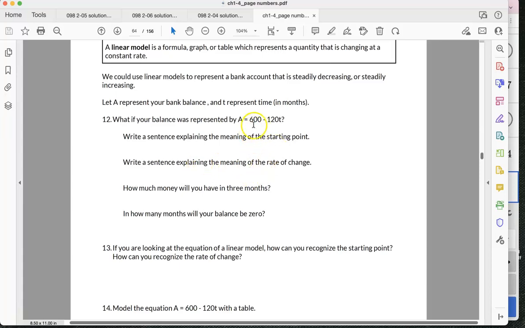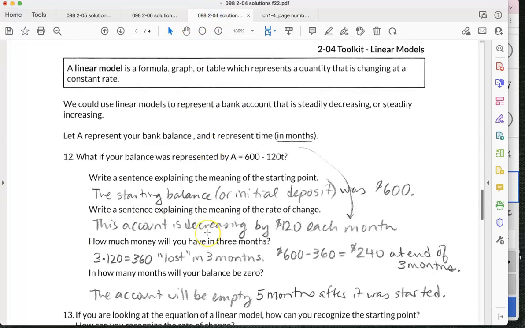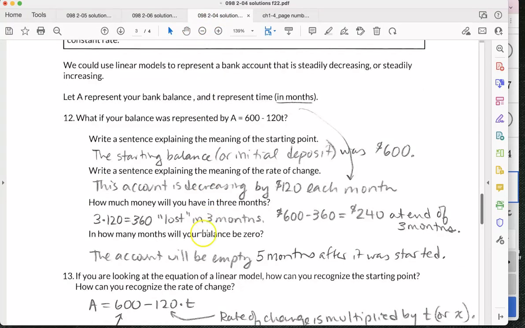So the starting point is the number that's by itself. The $600 is your initial balance in that bank account. The 120, which is also negative, says that this account is losing $120 every month. The balance is decreasing by 120 every month. The reason I know it's every month is because this said months up here.